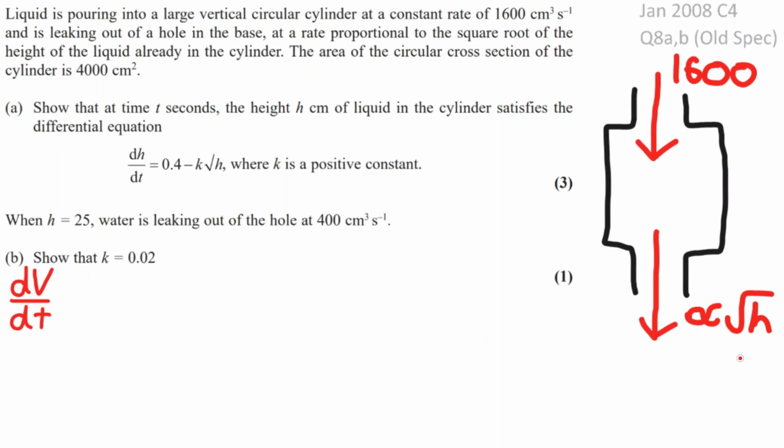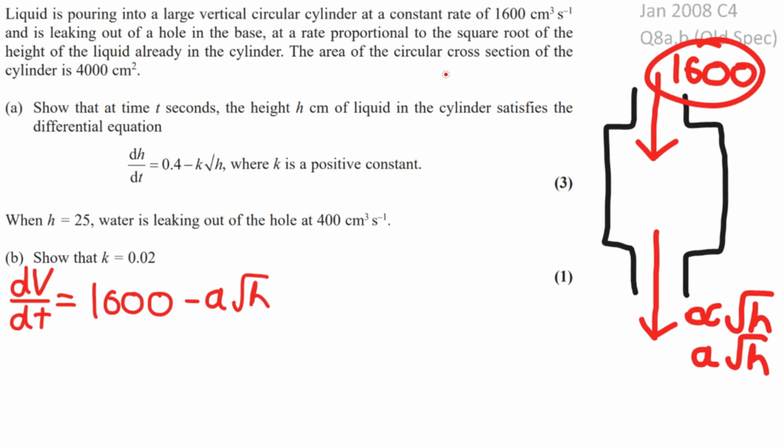Remember, when it's proportional to, we can rewrite this in terms of a constant. We normally do it in terms of k. For the sake of this question, for explaining it, I'm going to use a different letter, and you'll see why in a sec. So I'm just going to use a, for example. So a root h like this here. So liquid is pouring out or leaking out at a rate of a root h like this here. So dV over dt is equal to the positive rate 1,600 here minus the rate of liquid that's leaving, which is a root h.